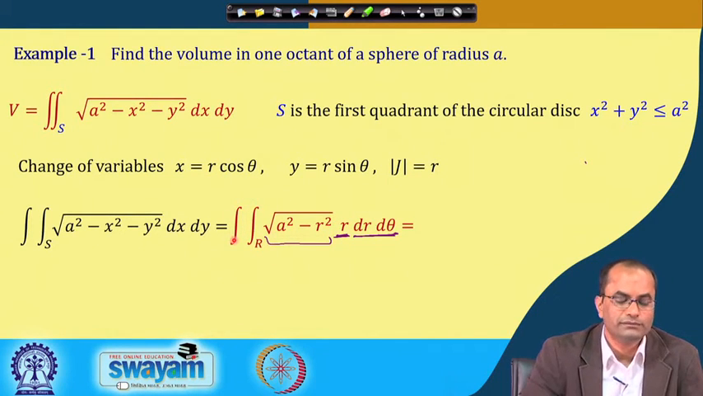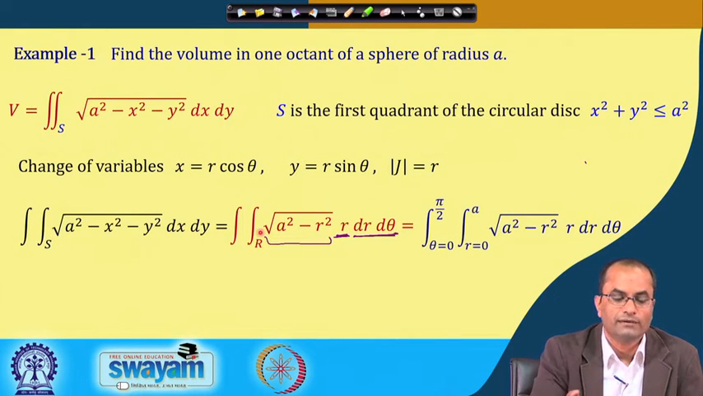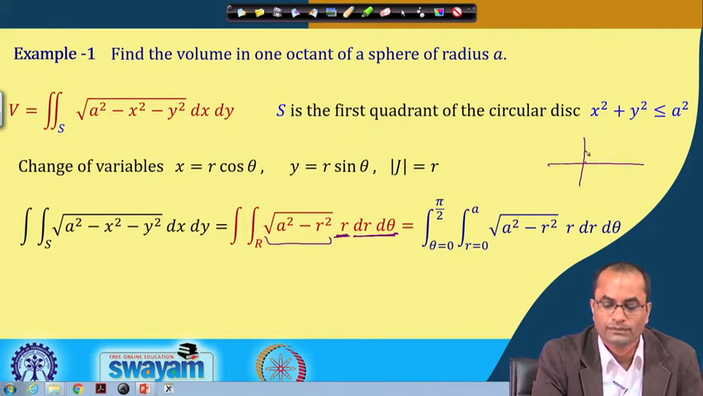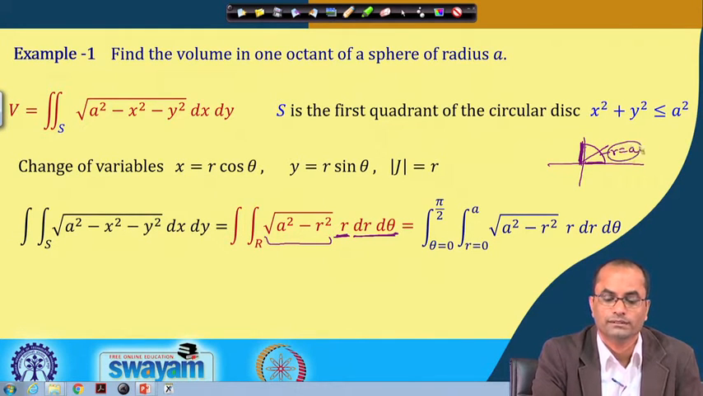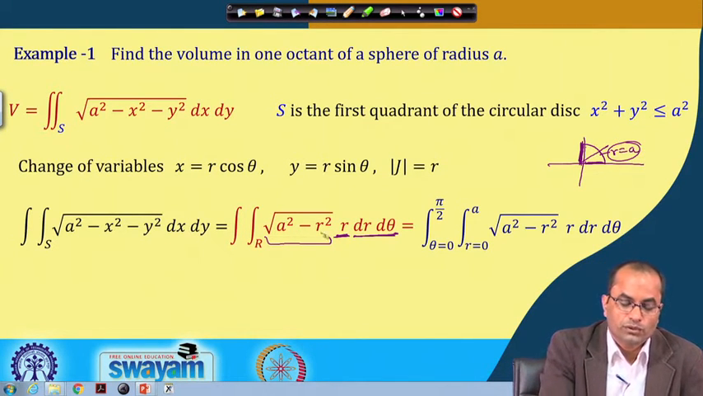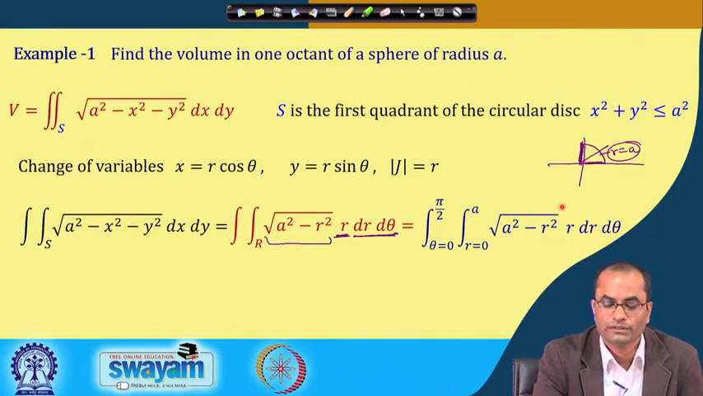So, first the limits here for this r, what will be the limits? We have the circular disc in the first quadrant. So, meaning the theta will go from 0 to pi by 2 only. So, the theta will go from 0 to this pi by 2, and r will go from 0 to r is equal to a. That is the radius of the circular disc. So, now we can easily integrate with respect to r.